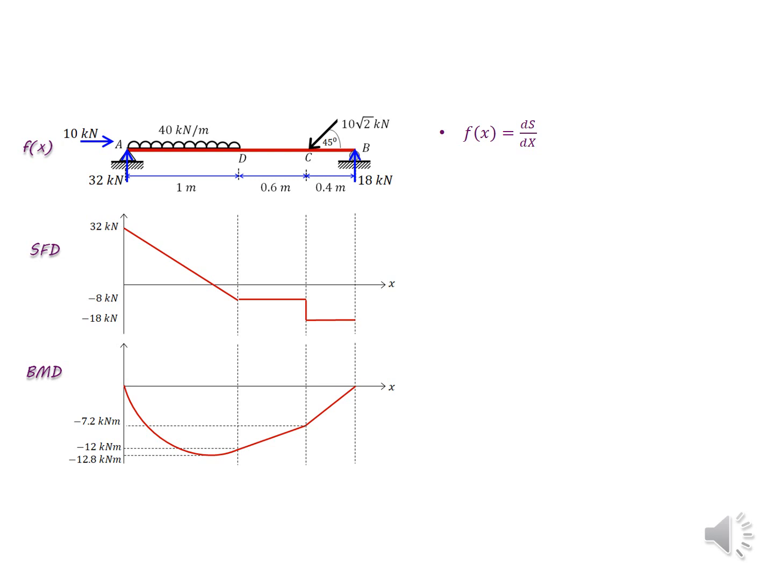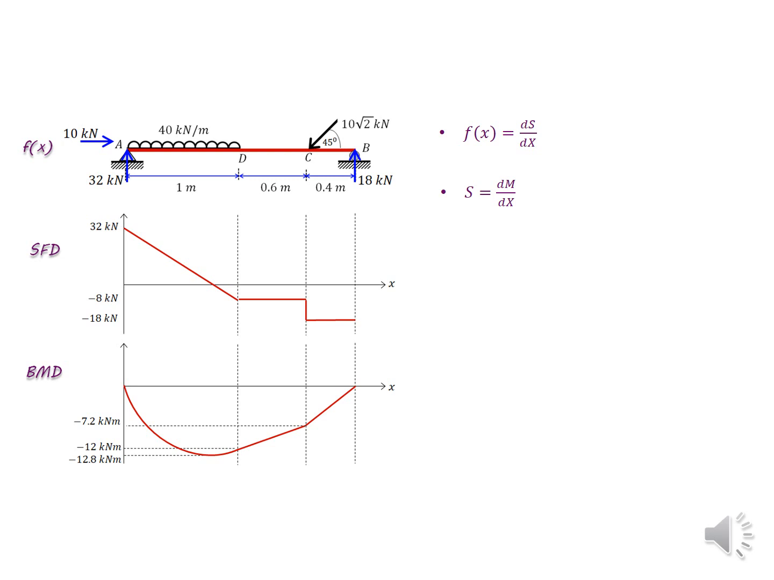The first relationship is between the load intensity and the slope of the shear diagram. The slope of the shear diagram, that is dS over dx, is equal to the load per unit length, or the distributed load intensity of the applied load. So it's clear that the load intensity between A and D is 40 kilonewtons per meter, so the slope of the shear force diagram is also 40. That is the first relationship.